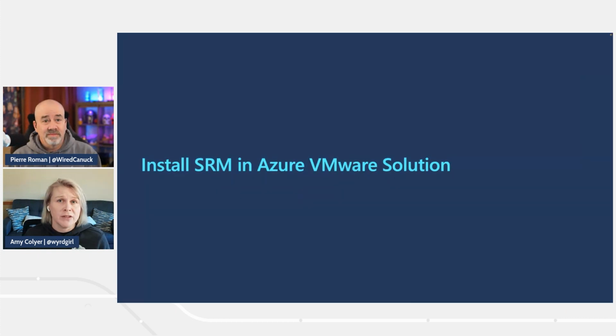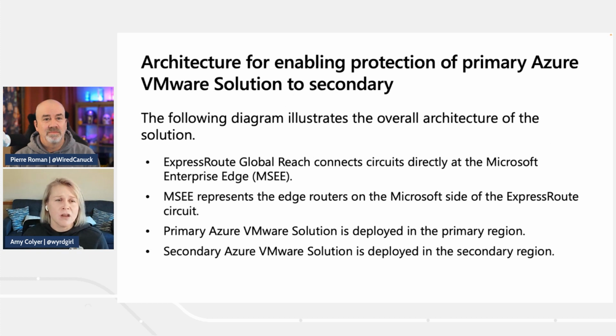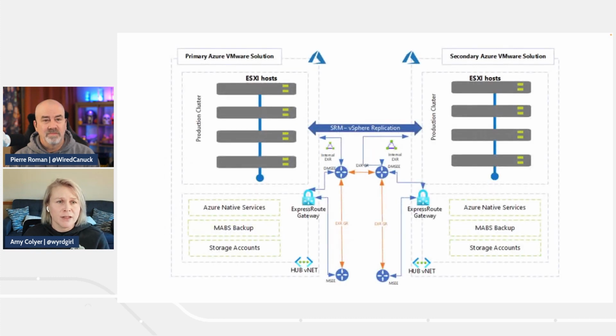So now you know what SRM is, and now we're going to show you how to use it in Azure VMware Solution. It's pretty easy to set up through the interface, but first we're going to go over the architecture of how it works. You have your ExpressRoute Global Reach enabled through those enterprise edge routers. On this slide, you'll see we have a primary Azure VMware Solution replicating over to the secondary site. It might be a little hard to see, but it was the best image at the time. You have your edge routers with ExpressRoute enabling that replication, so you can get that RTO to whatever you need it to be.